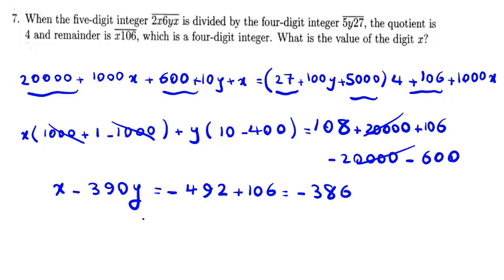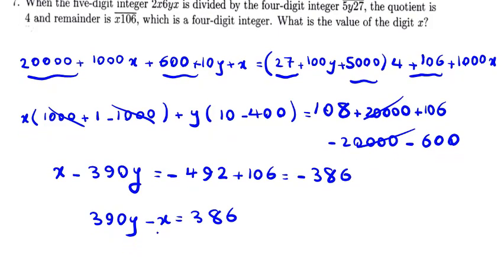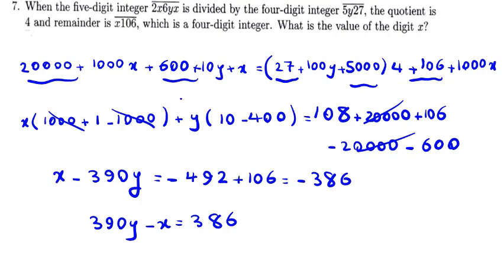So x and y are digits. We can multiply both sides by negative 1. 390y minus x equals 386. Because x and y can be only between 0 to 9, and it is a 4-digit number, so x is not 0. So the only possible case is y equals 1 and x equals 4. The problem asks what's the value of the digit x. The answer is equal to, sorry, here I've written x equals 4. The answer is equal to 4.